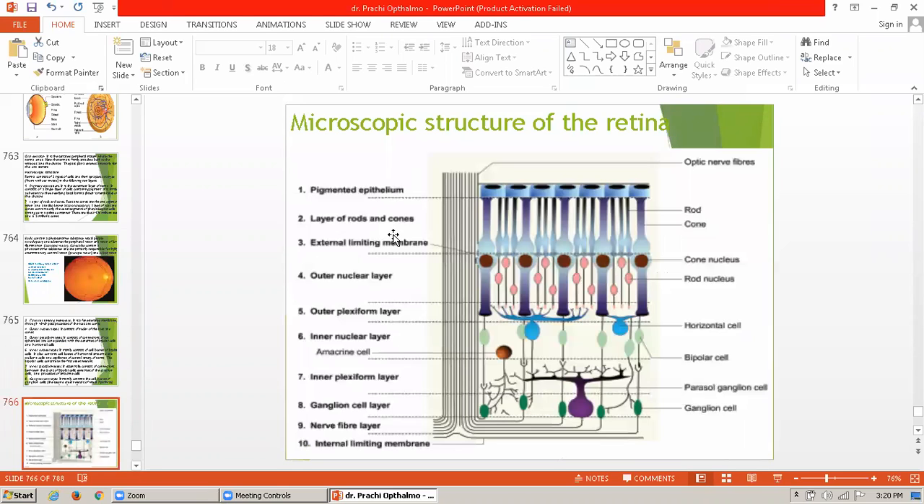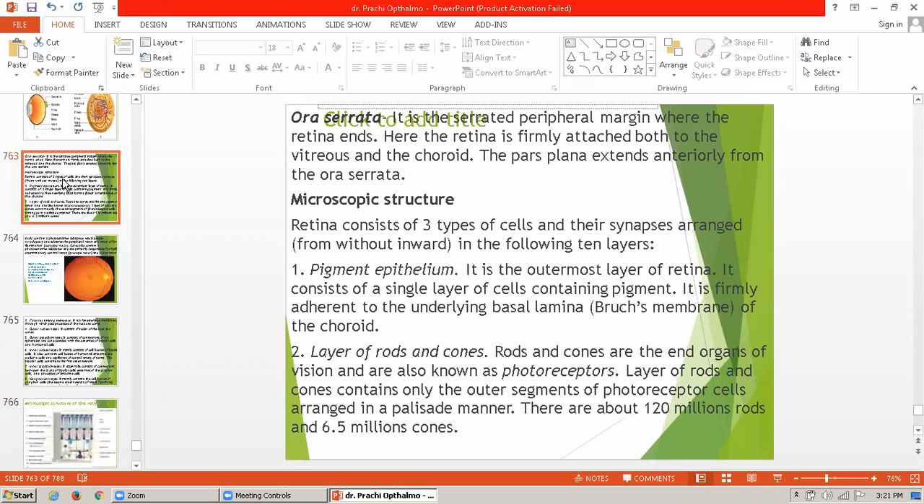So this is the pigment epithelium, the first layer of the microscopic structure of the retina. It is the outermost layer of the retina and consists of a single layer of cells containing pigment and is firmly adherent to the underlying basal lamina, that is Bruch's membrane of the choroid.